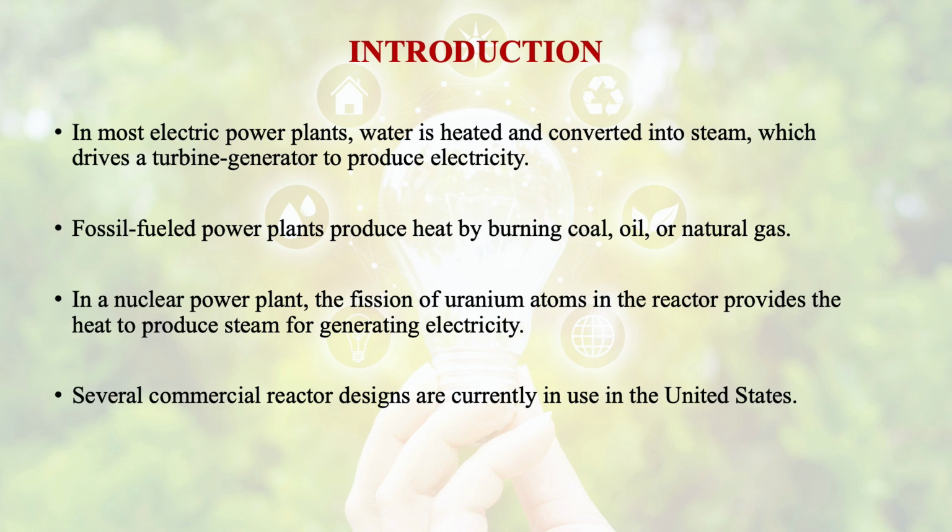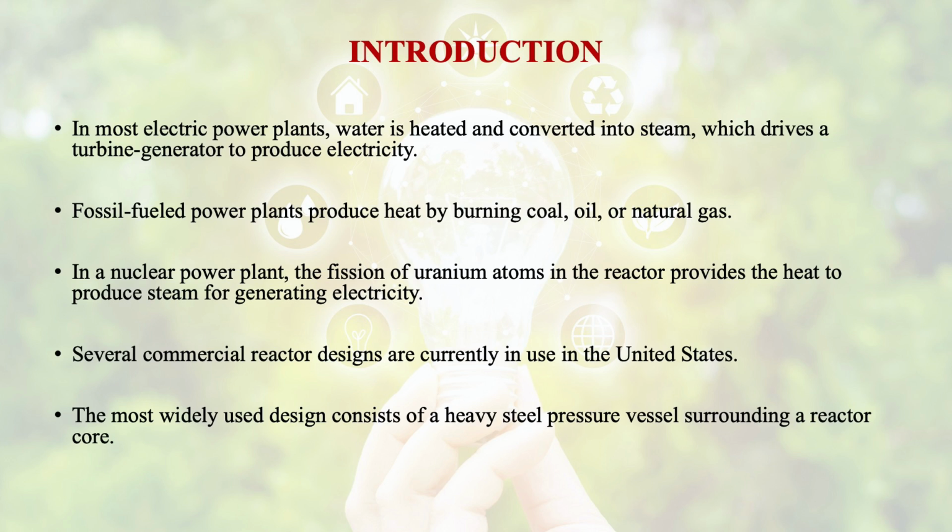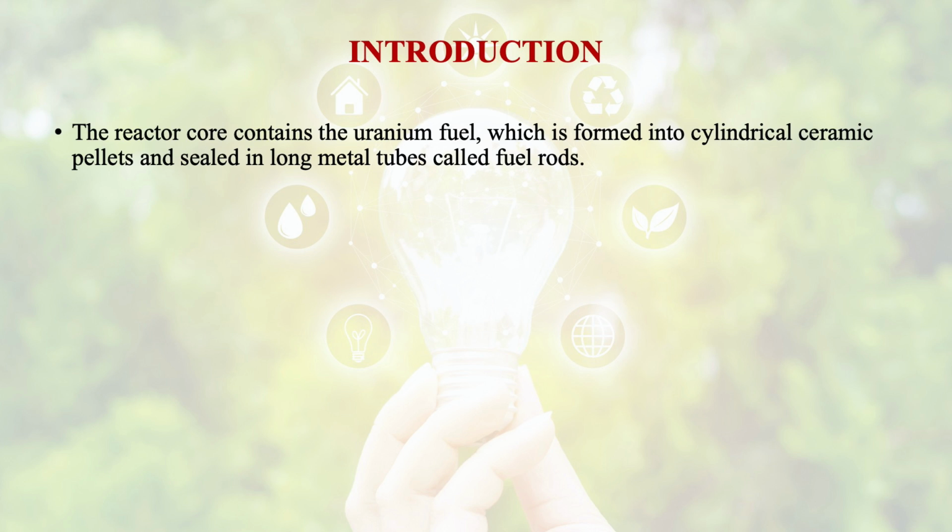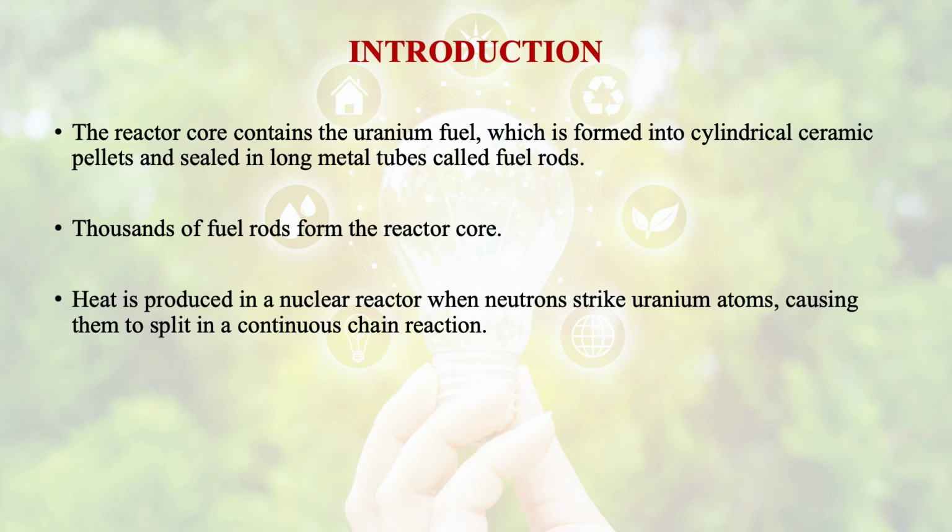Several commercial reactor designs are currently in use in the United States, and the most widely used design consists of a heavy steel pressure vessel surrounding a reactor core. This reactor core contains the uranium fuel, which is formed into cylindrical ceramic pellets and sealed in long metal tubes known as fuel rods. Thousands of rods form the reactor core, and heat is produced inside the nuclear reactor. When is heat produced?